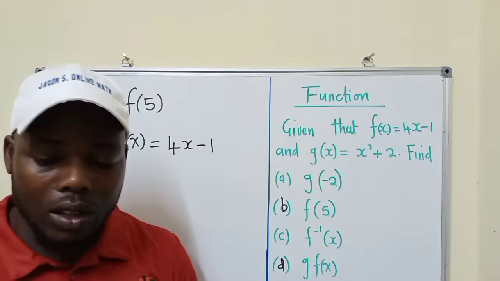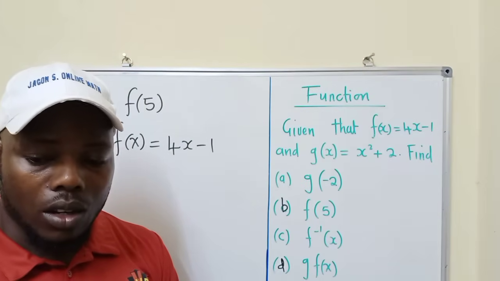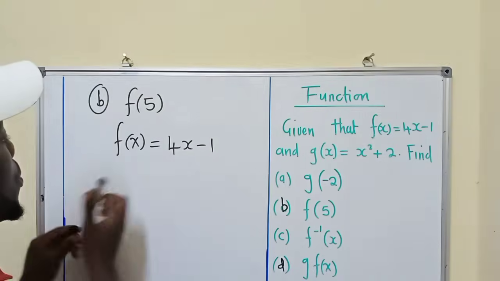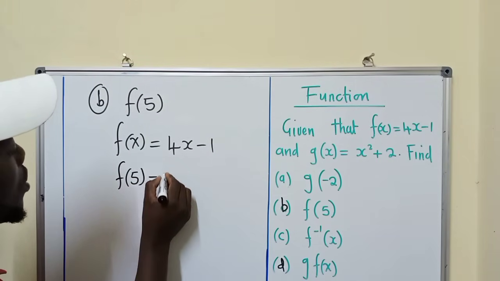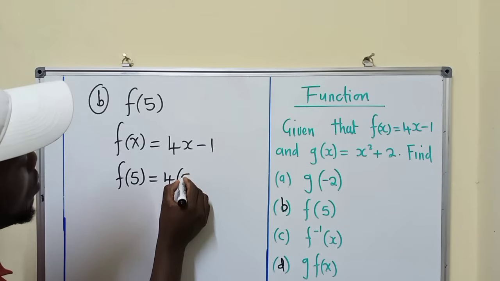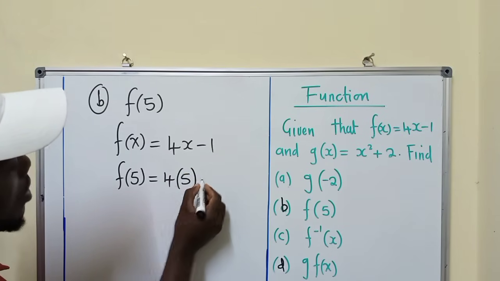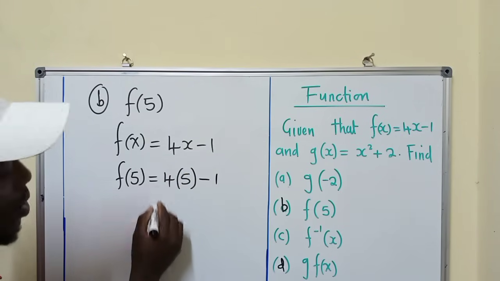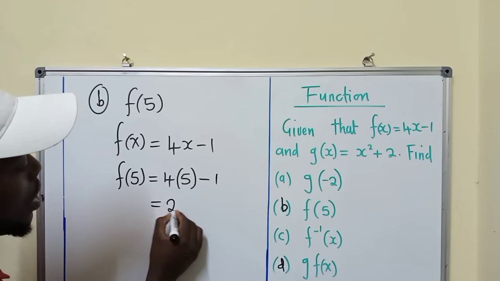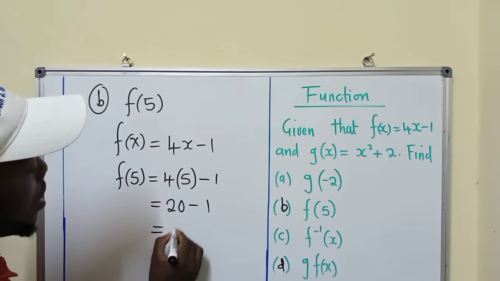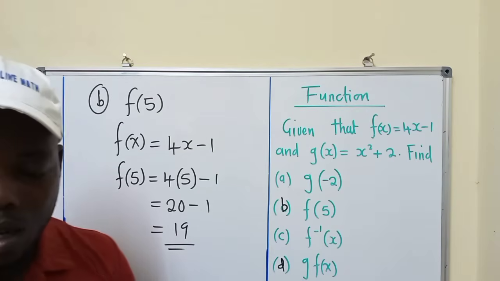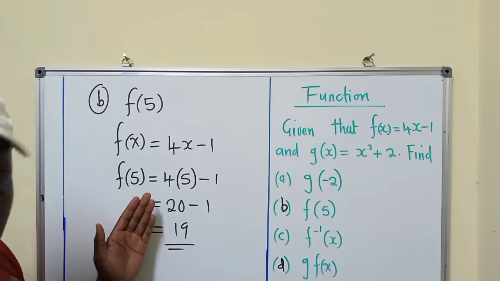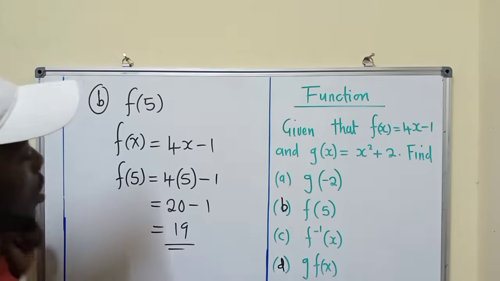And what do we do next? Where there is x, we substitute. So we're going to say f(5) is equal to 4 times, here we shall put a 5, minus 1, okay? Which is equal to 20, right? Yes. And when we work out here, we're getting 19. And this is our solution. It's clear, right? Yes. Okay, so now we go to C.